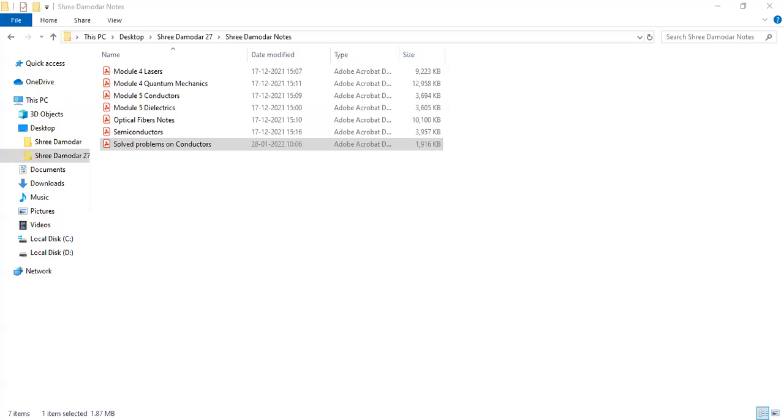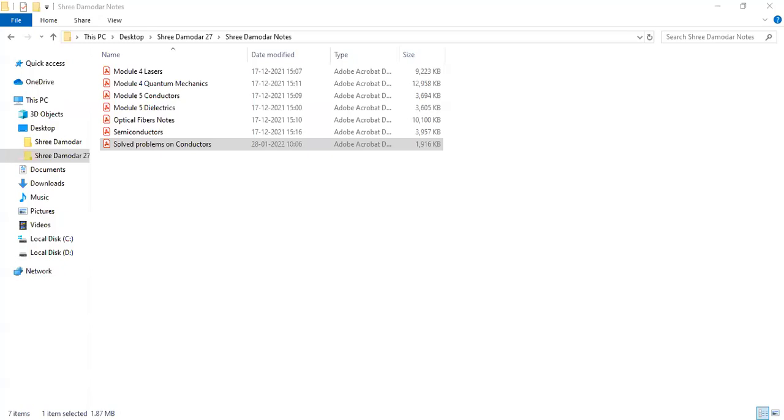In this formula, in the place of E minus EF, substitute the value, 0.02 into 1.6 times 10 power minus 19. In the place of T, you should substitute 400. And finally you will get f of E as 0.36. This is the required answer. F of E is equal to 0.36 at 400 Kelvin. Very simple problem, but very important.